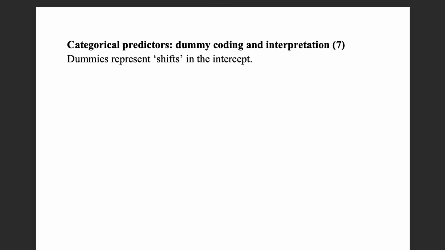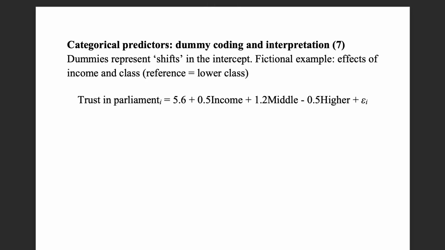Another way to think about this is that these dummy variables capture or represent shifts in the intercept of our regression equation. Let's consider a fictional example. Let's say we are estimating the effects of income and also social class at the same time. Our dependent variable is trust in parliament, and we have included income as a continuous variable. But we also included socioeconomic class of people, measured in 3 categories: lower, middle, and higher class. And we picked the lower class as the reference category.